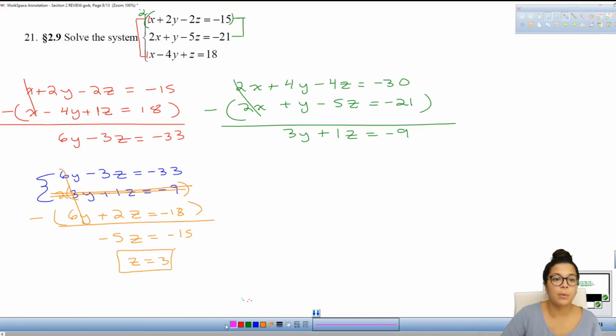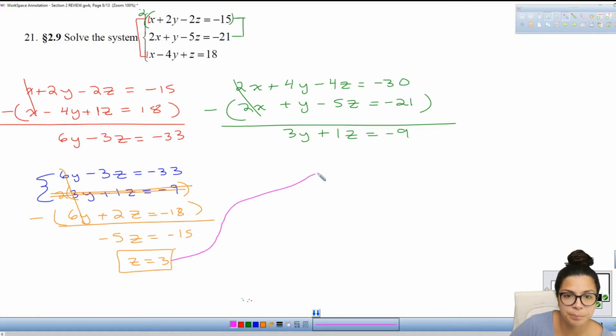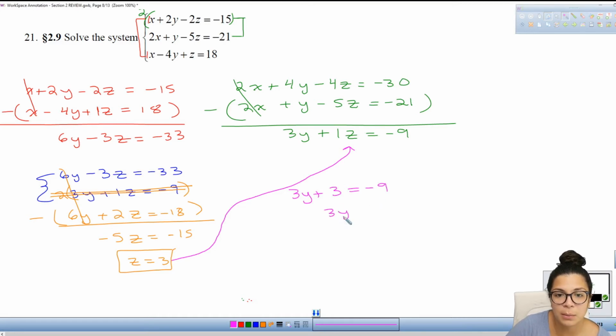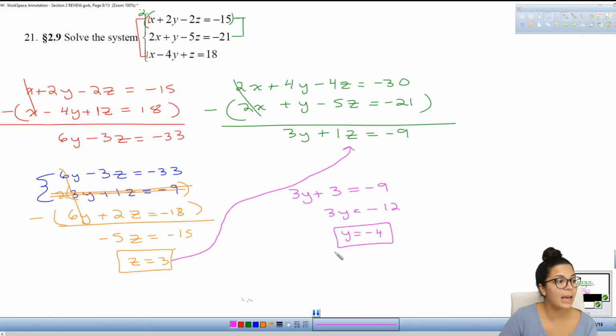Now we need to find the y value. We can find it by plugging in z right there or there, either one of the two. I'm just choosing to go with this one. So 3 times y plus z, 1 times z, which is 3, equals -9. Subtract 3 on both sides, we get 3y equals -12. And then divide by 3 on both sides, we get y equals -4. All right, now we have z and y. We just need to find x.